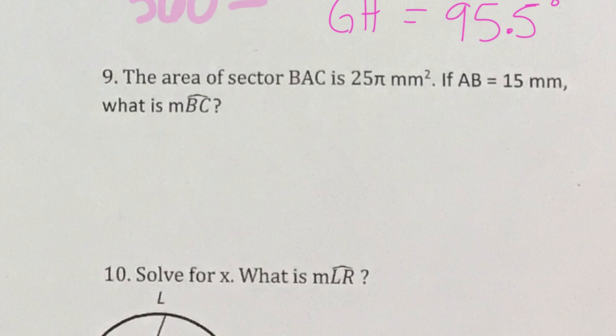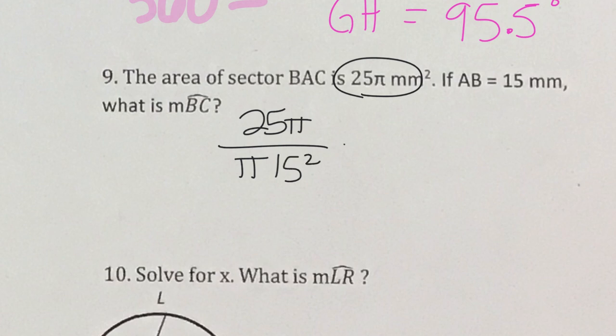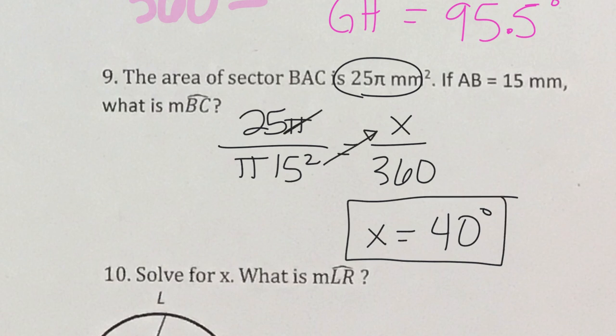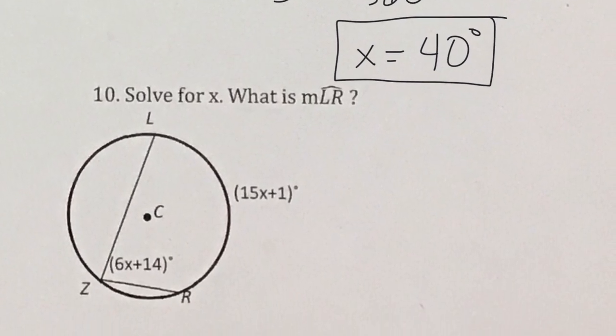Okay, number 9, sector area 25 pi, that goes on top. Pi times your radius squared equals x over 360. This one's straightforward. When you solve for x, we figure out exactly what we need to have. Okay, so remember, we are cross multiplying and we are dividing in your calculator.